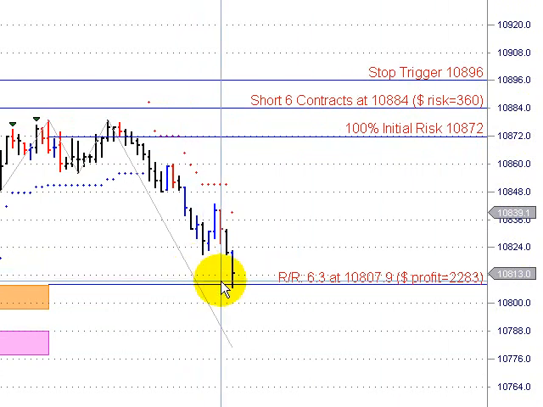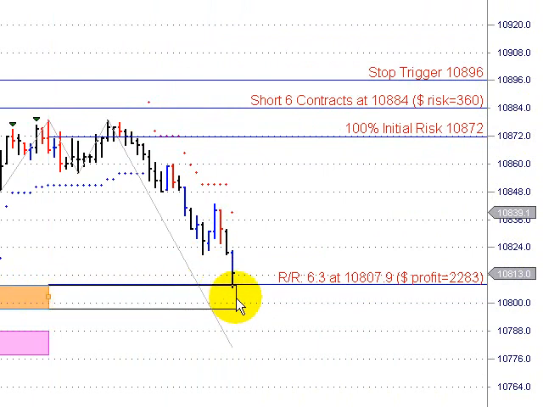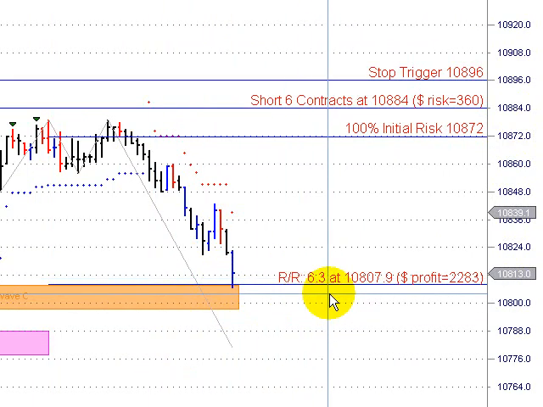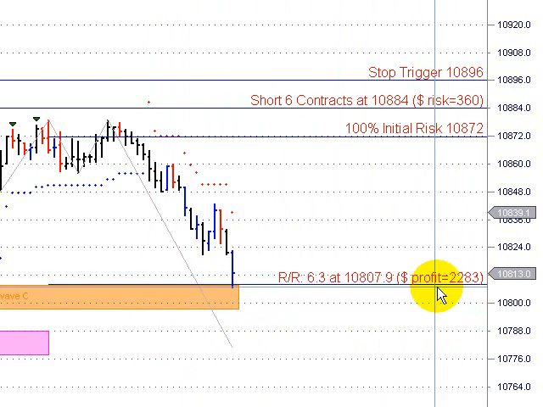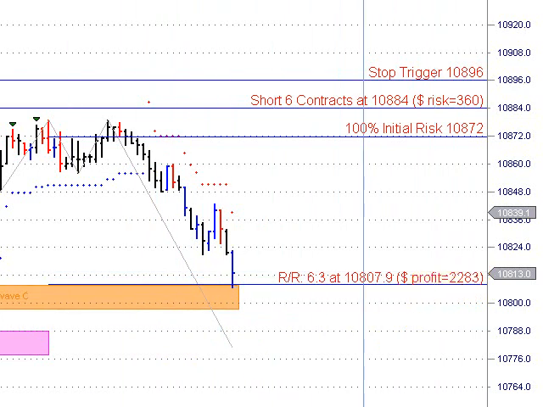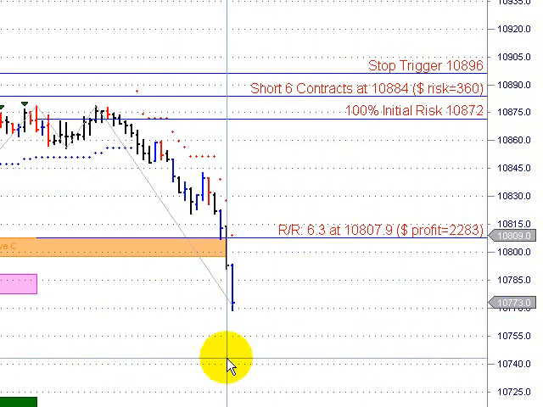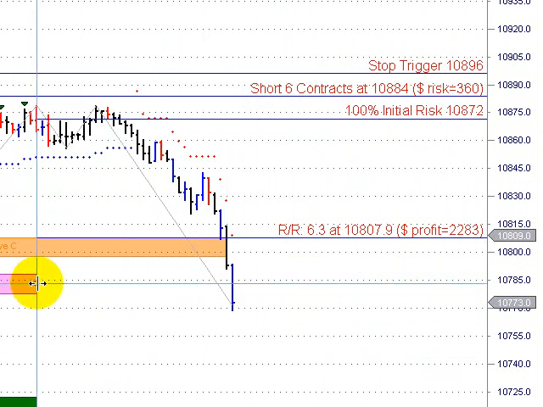And there we do hit that first target. That minimum wave C target has been hit, 6.3 to 1 for a profit of $2,283. So that puts us up about $1,800 or so on the day. Let's just see. You can see it now. It hit the second target.